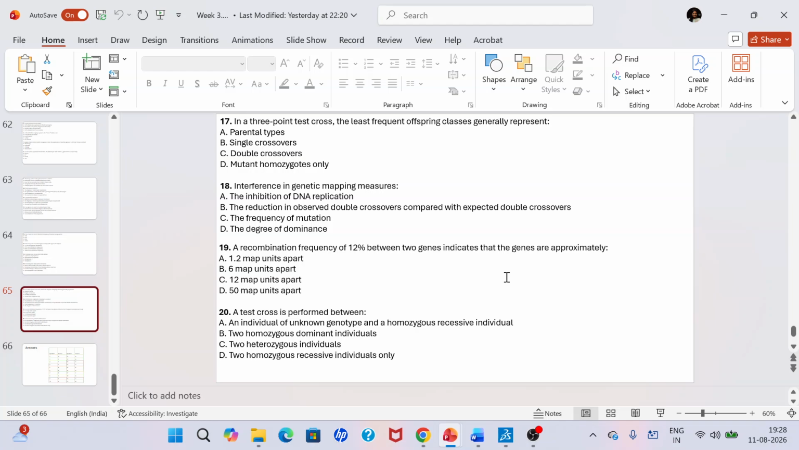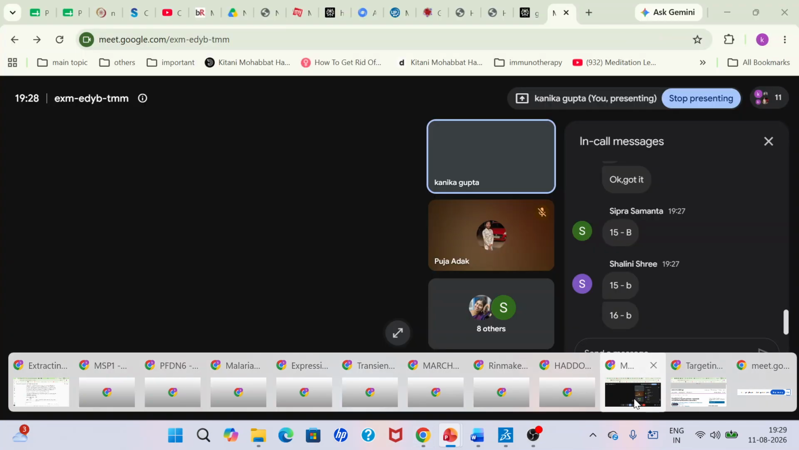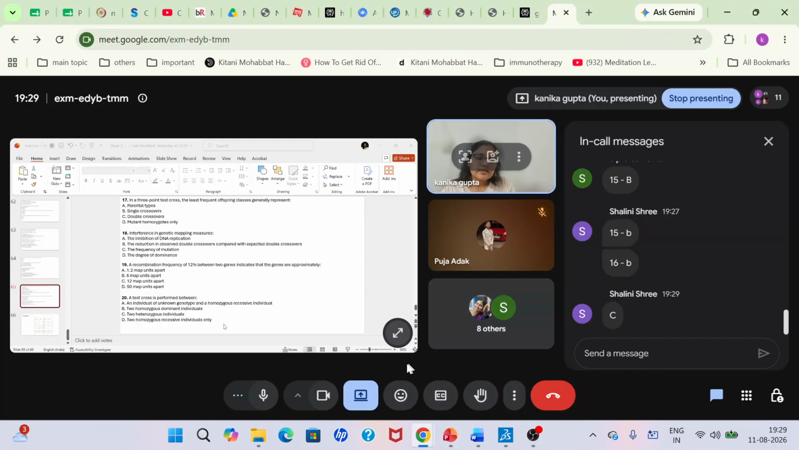We have discussed this just now. Question number 19, guys. Yes, 12 map units, because 1 centimorgan is equal to 1% of recombination frequency. So 12 map units or 12 centimorgans is equal to 12% of recombination frequency. Correct. Next question. A test cross is performed between.